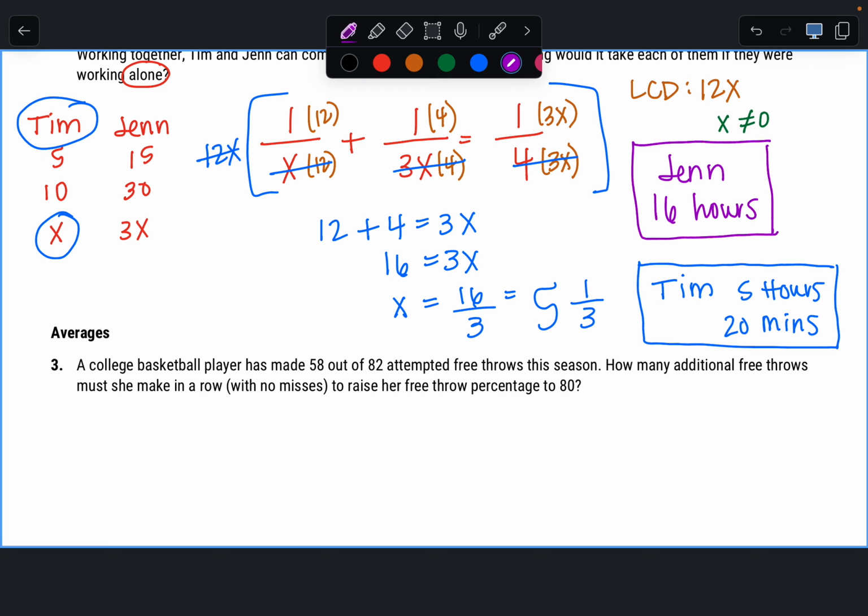How long does it take to do it together? 4 hours. She don't even know. She's working real slow. She's working real slow. She's a young girl. Jen took 16 hours.